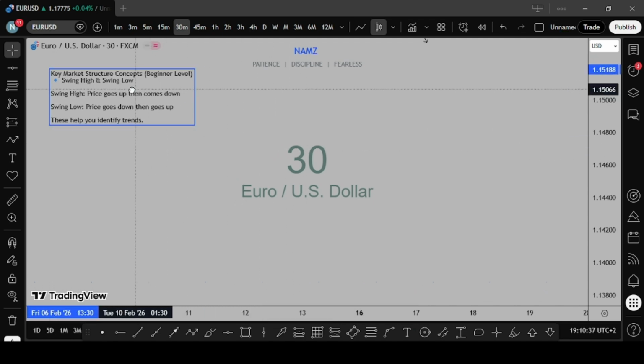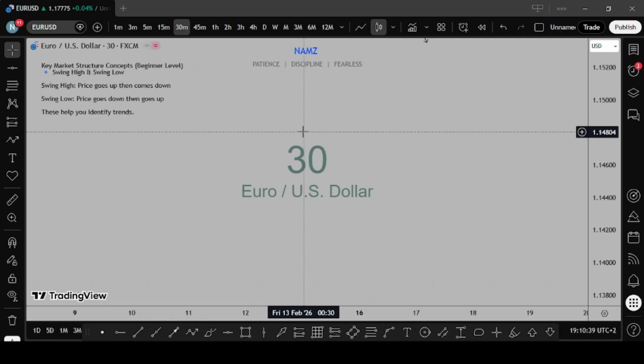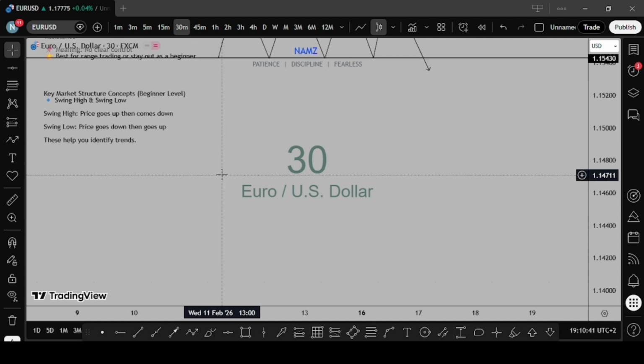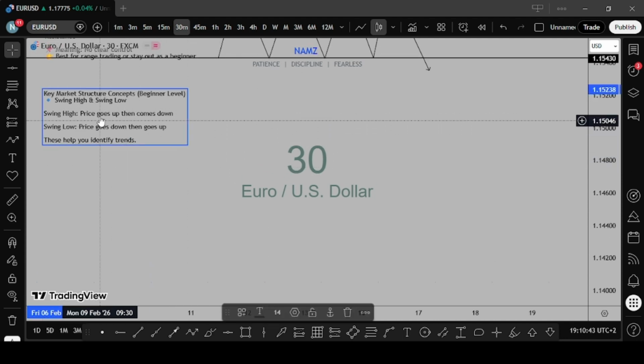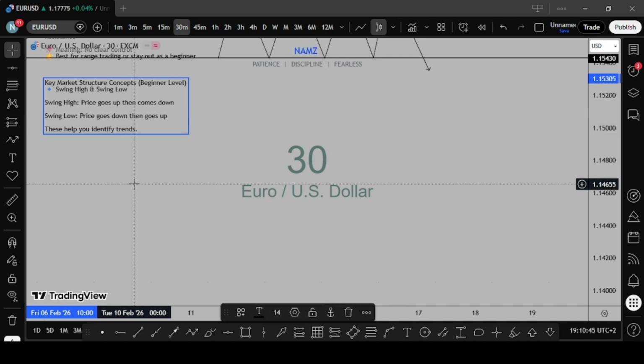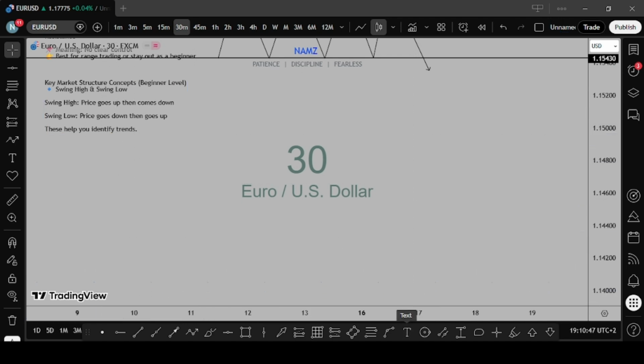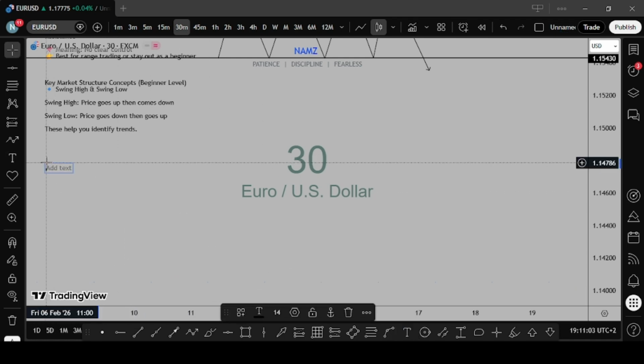you don't find yourself in situations where you don't know what to do, you don't know how to frame your directional bias. So that's the reason why I want to take this time to teach you about market structure and what you are supposed to expect. Yeah, and then from there, we are going to jump into the live market. So let me just bring in another one.